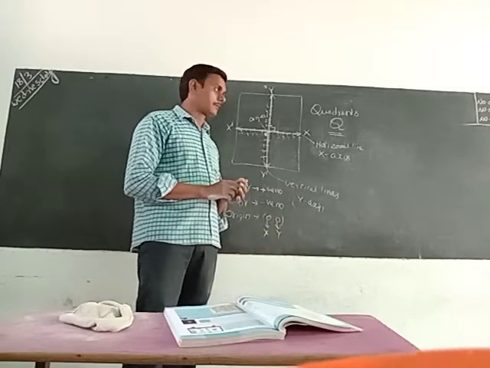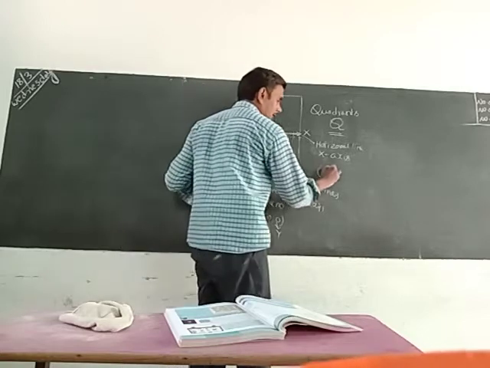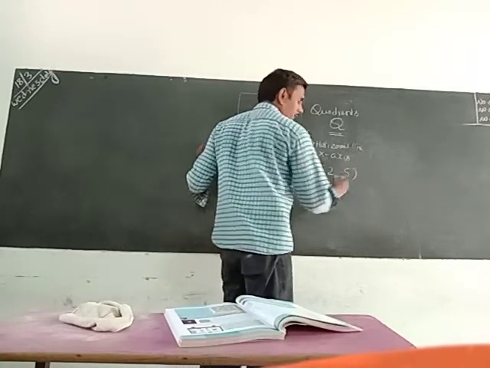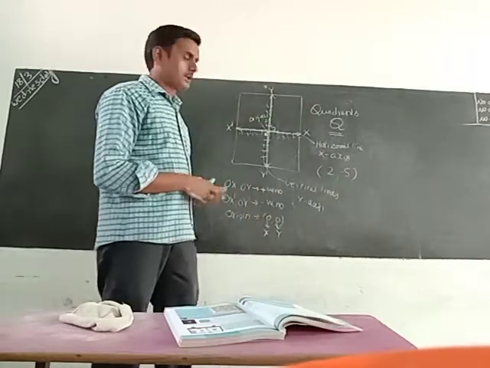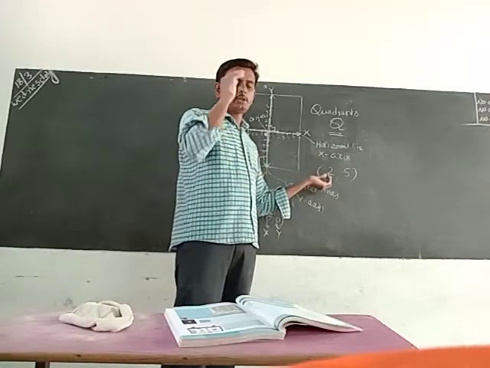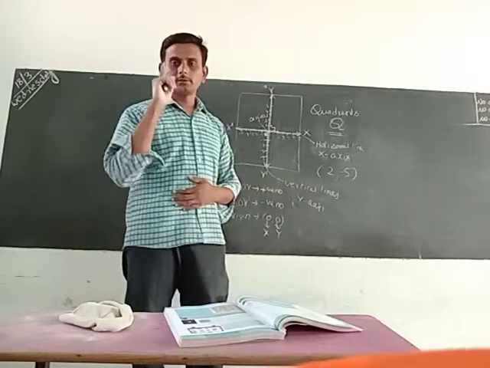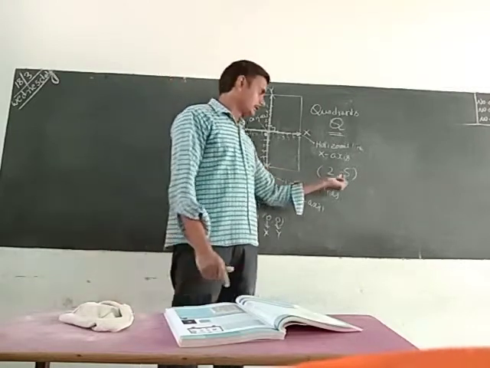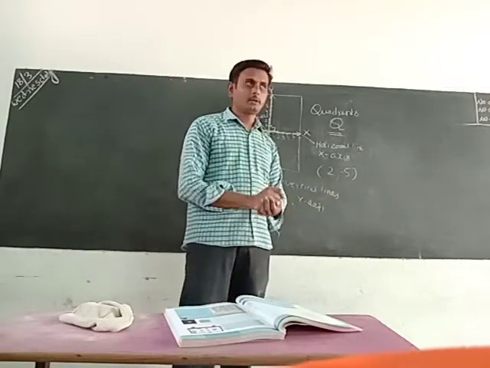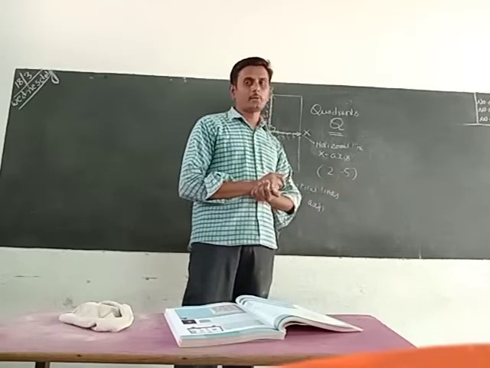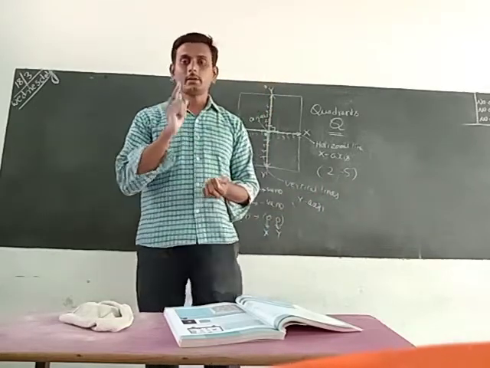Whenever an ordered pair is given to you, for example, I say 2, -5. What is the x coordinate? 2. The first one is always the x coordinate. The second one is always the y coordinate.